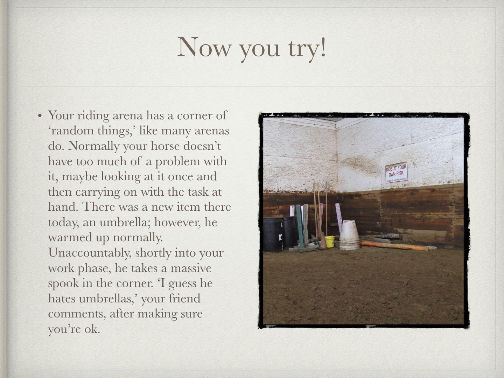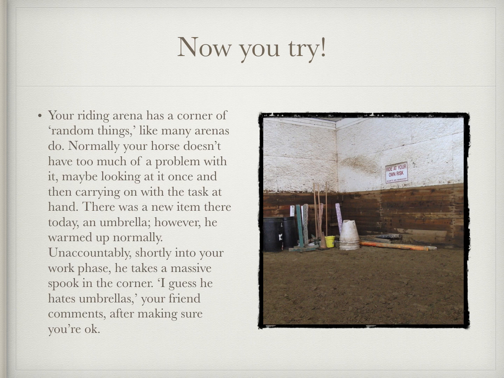Now you try. Take this scenario and think about how to describe the behavior. Your riding arena has a corner of random things, like many arenas do. Normally, your horse doesn't have too much of a problem with it, maybe looking at it once and then carrying on with the task at hand. There was a new item there today, an umbrella. However, he warmed up normally. Unaccountably, shortly into your work phase, he takes a massive spook in the corner. "I guess he hates umbrellas," your friend comments, after making sure you're okay.